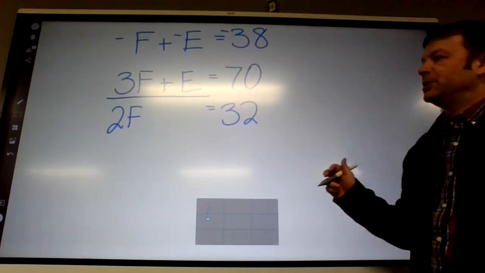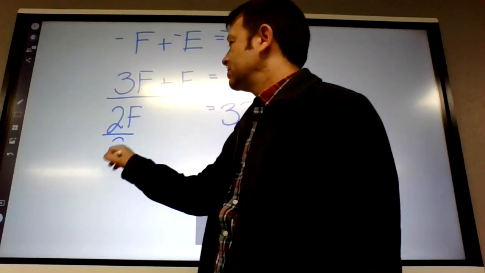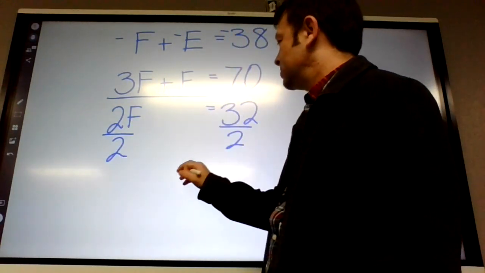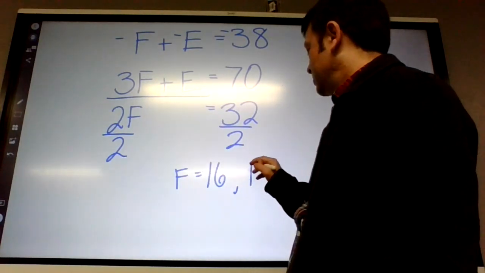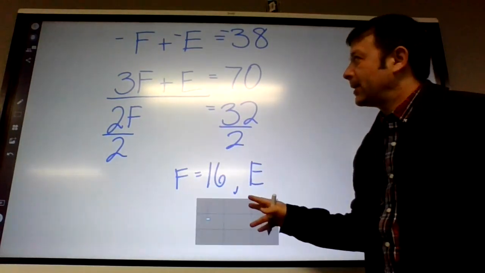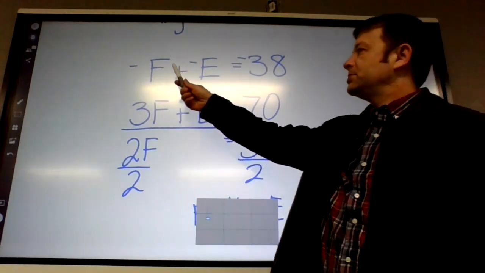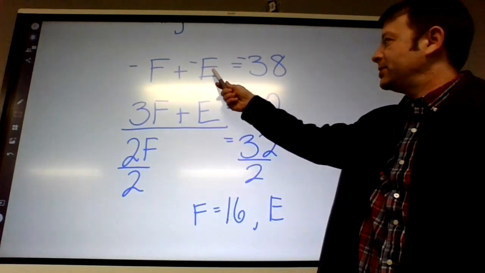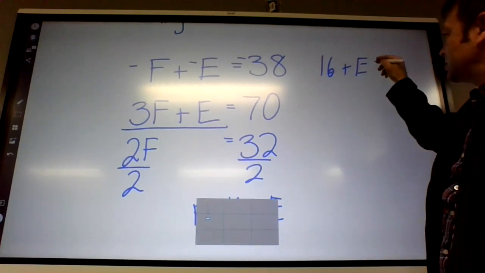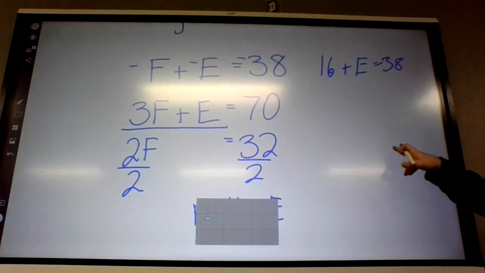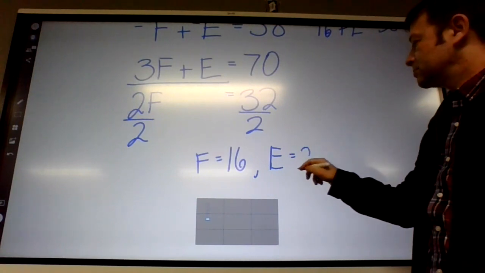And how many field goals did he make? 16. How many extra points did he make? Well, 16 plus what equals 38? 22.